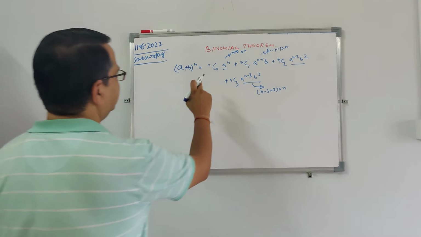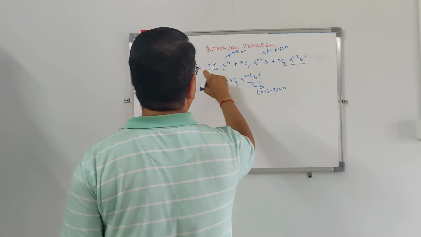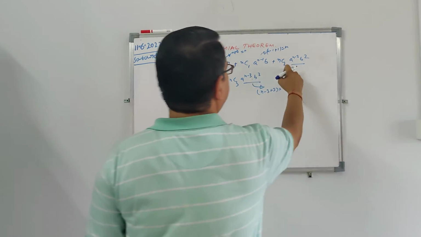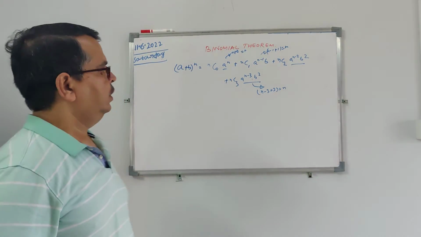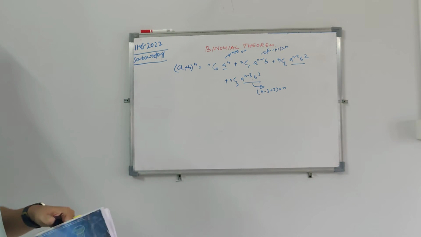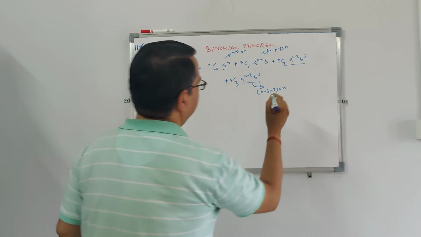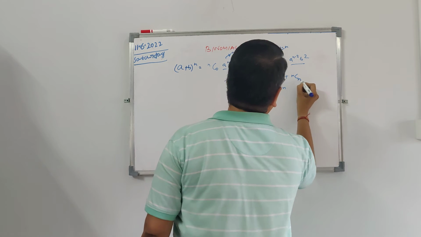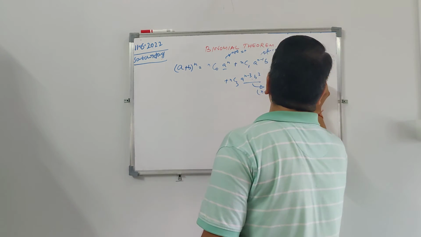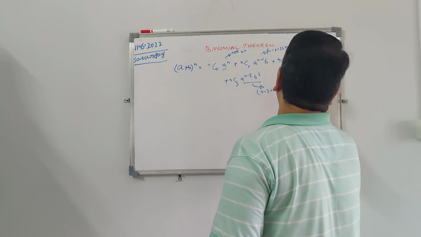Another important thing: this is nC0, and it will go on increasing. It will become nC2. When this is 2, the power of a will reduce by 2. When this is 1, it will reduce by 1. So this is the governing equation. Then the final term will be nCn, a to the power 0, b to the power n.